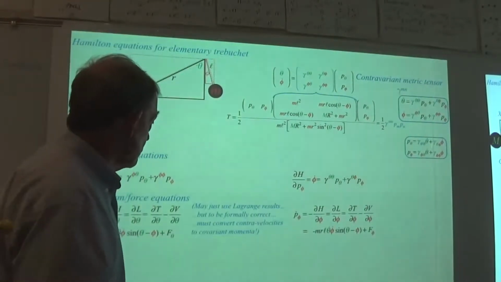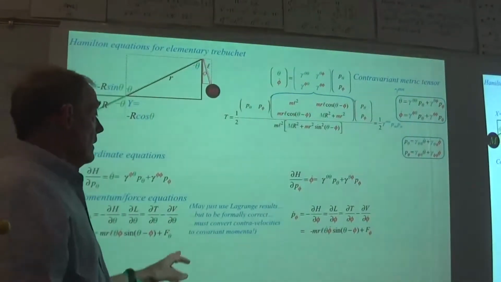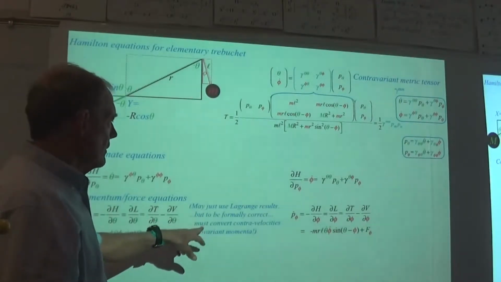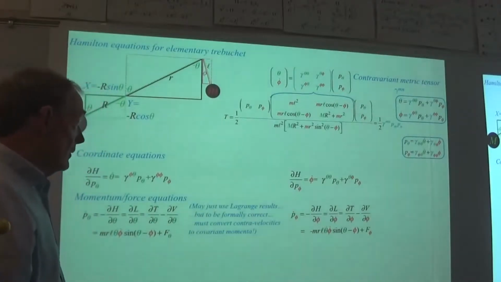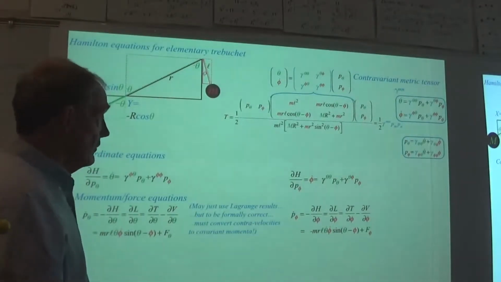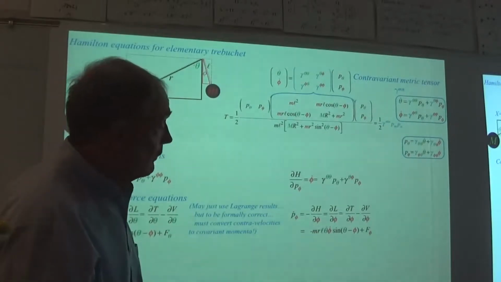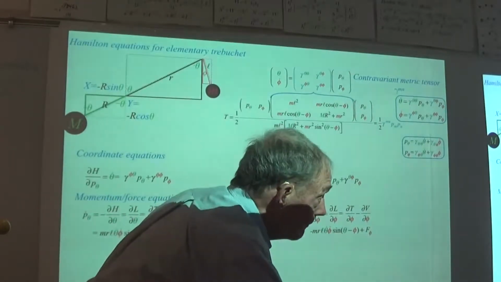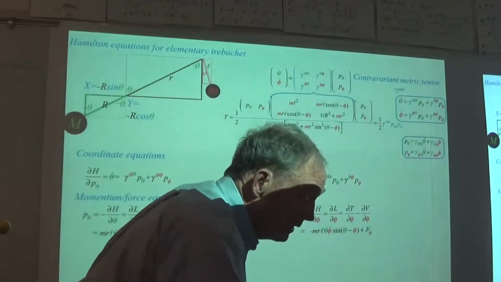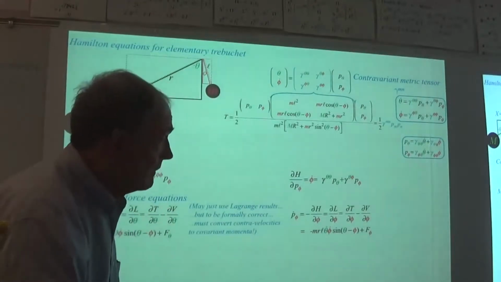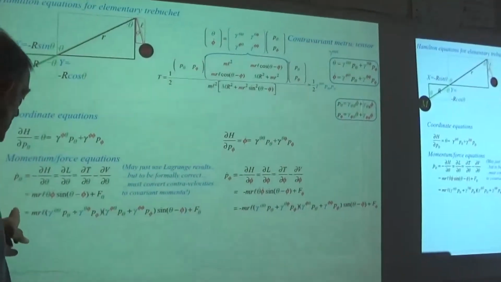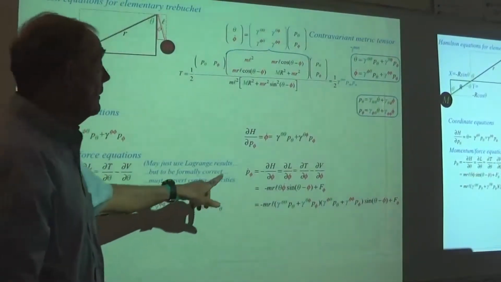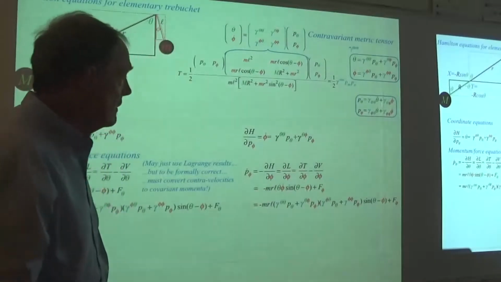So the job that we always have whenever we write anything is that to get this thing formally correct, convert all your contravariant velocities to covariant momenta. So that reminds us once again that that's part of the job that we have to do here to make this happen. So this equation then becomes this. Okay, it's already getting a little complicated here. So this is our total time derivative for the two momenta.